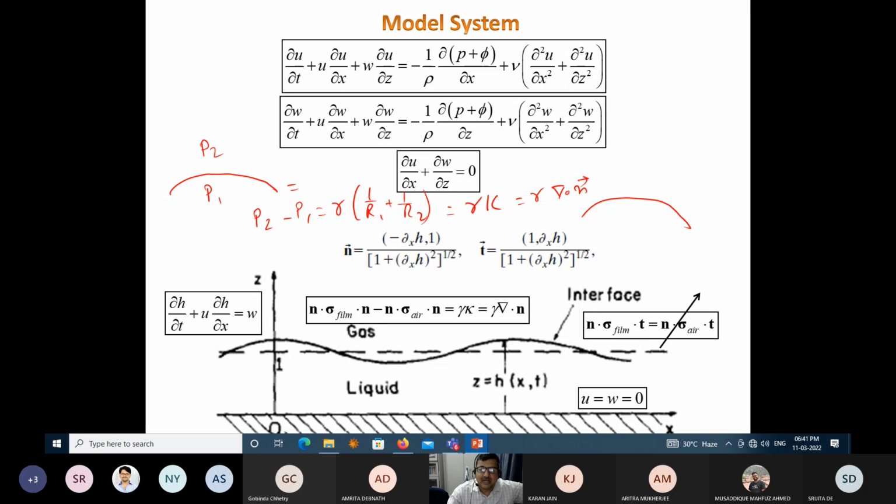So this 1 by R1 plus 1 by R2 is nothing but the mean curvature, correct? That mean curvature is defined as kappa. Kappa is nothing but the divergence of n, and n is again the gradient of h divided by the modulus of the gradient of h. So look, your right hand side is clear here.